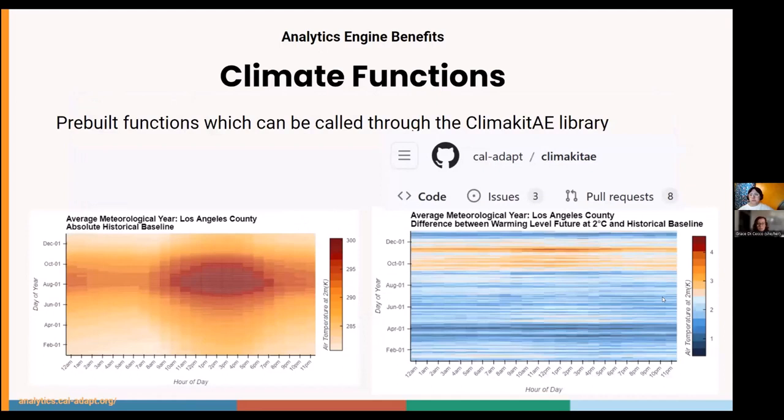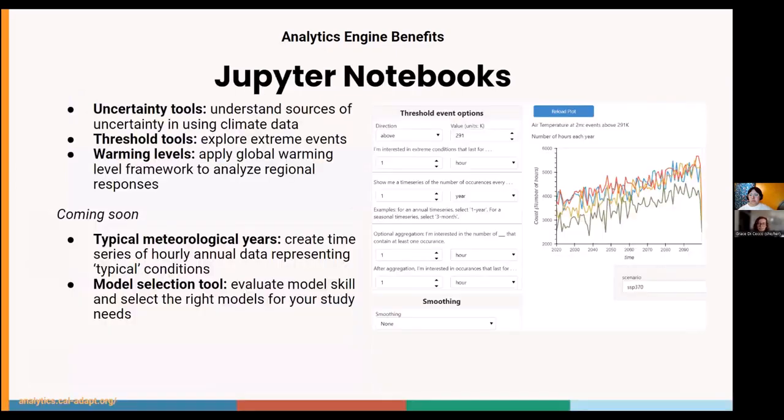We also have some tools which can produce visualizations to understand, for example, this is showing a visualization of hourly temperature across a year in Los Angeles County. And then on the right is the change at 2 degrees of warming. And so you can see, for example, there's the most warming in the fall and winter in LA County.